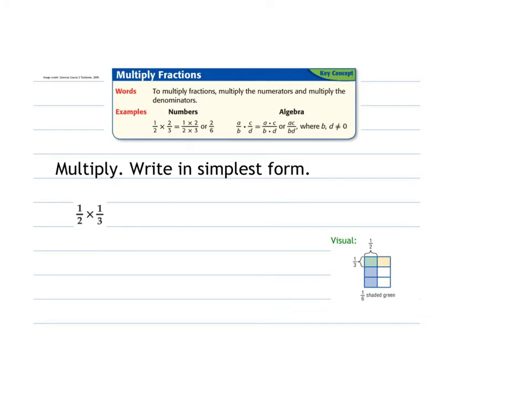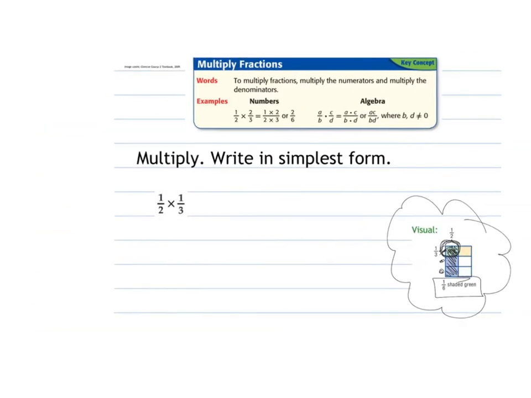So let's look at this. If we're multiplying 1/2 times 1/3, basically what this means is we are taking 1/3 of a half. So we can see this rectangle, and this is 1/2. And if we take the 1/2 and then we divide it, as you can see, into 3 parts, 1/3 of 1/2 is this part right here, which ends up being 1/6 of the whole rectangle.